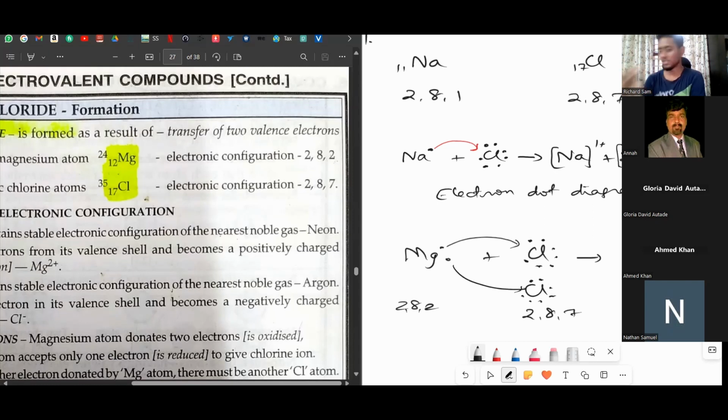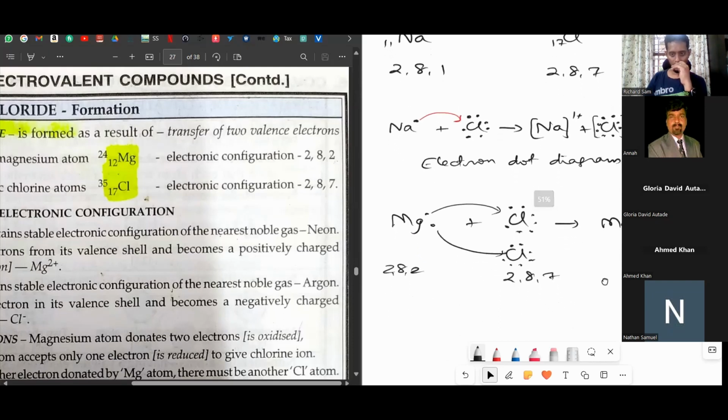Okay? So the reason is that magnesium wants to donate 2, but chlorine can only take 1. Is this clear, everyone? Can you read it once again? Magnesium wants to donate 2 electrons, but chlorine can only take 1 electron. So magnesium needs to join with 2 chlorine atoms, donating 1 electron to each of them.